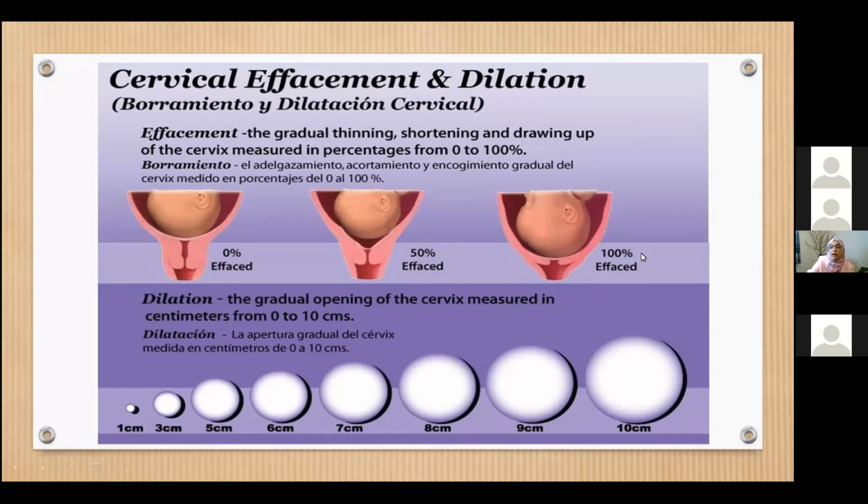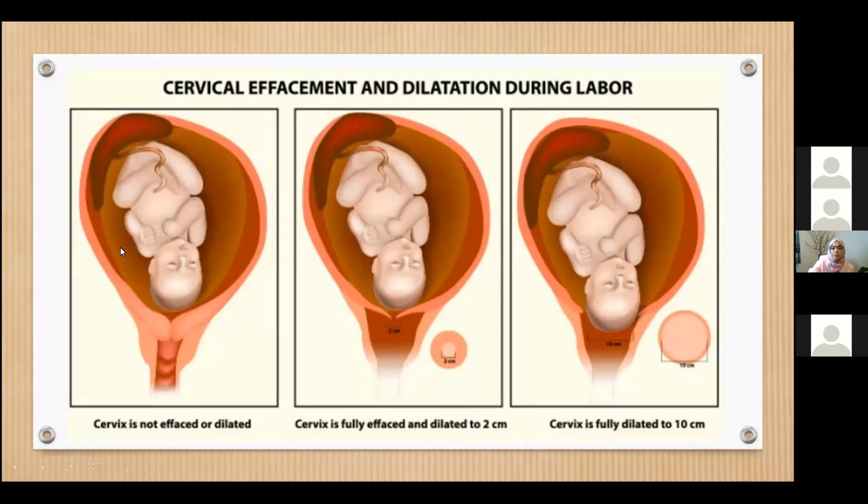And after it is 100% effaced, that means there is now no cervix. You can also say that because the whole cervix is now taken up as part of the uterus. And guess what is happening now? Yes, the cervix is now dilating. So can you see that over here you can say that there is 1 centimeter dilatation. And as this picture will show you, from 1 to 3 to 4 to 5 to finally its full dilatation, which is 10 centimeters. So this is how you would define effacement and dilatation.